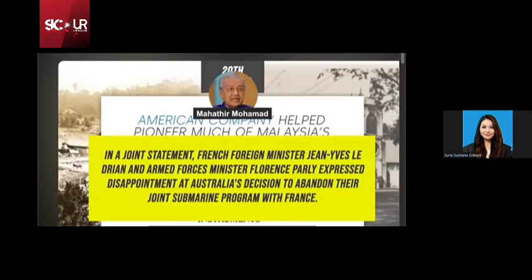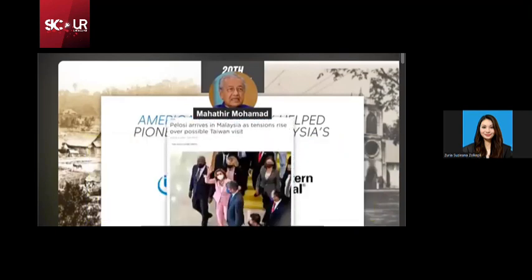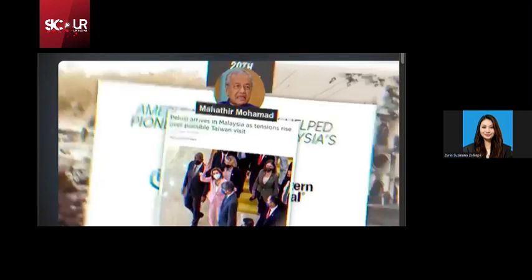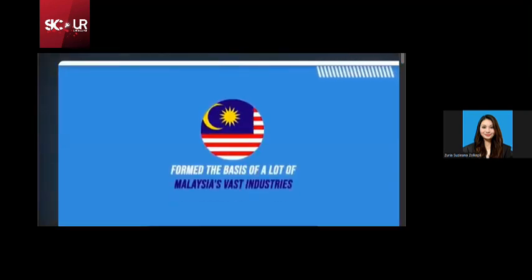The two nations, despite at times disagreeable states, still share a strong political relationship. Numerous heads of government would always visit one another's country and, at surprising times, would announce further partnership, deepening of relations, and more connectivity of each other's economy. One that, again, helped form the basis of a lot of Malaysia's vast industries.